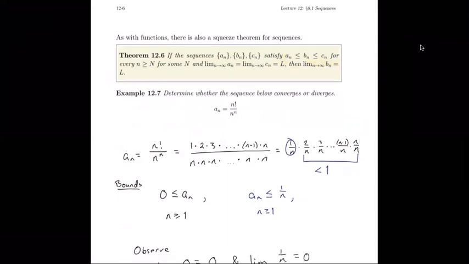Okay, so let's have a look at a nice use of this theorem below. So we have the sequence a sub n is n factorial over n to the n. Remember that n factorial is equal to 1 times 2 times 3 times all the way up to times n. Okay, so that's what that means.